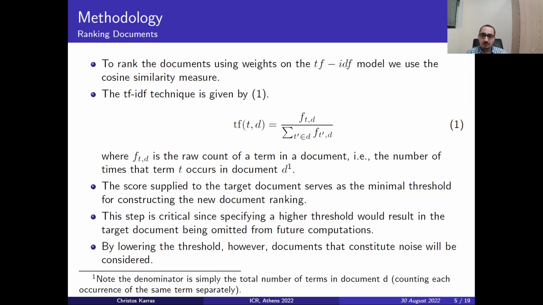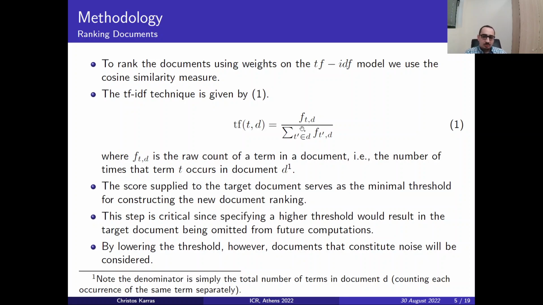Moving on to the methodology, as we already said, we first rank the documents. To rank the documents using weights on the tf-idf model, we use the cosine similarity measure. The tf-idf technique is given by equation 1. It's a technique widely used in the field of IR, where basically f_td is the raw count of a term we look for in a document, meaning the number of times the term t occurs in a document d, where the denominator is simply the total number of terms in a document d, where we count each occurrence of the same term separately.